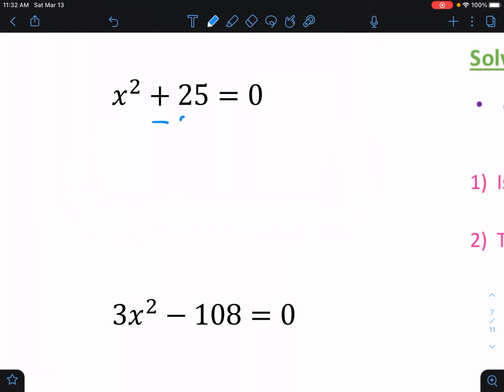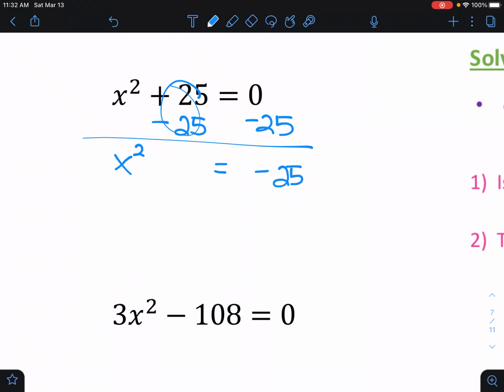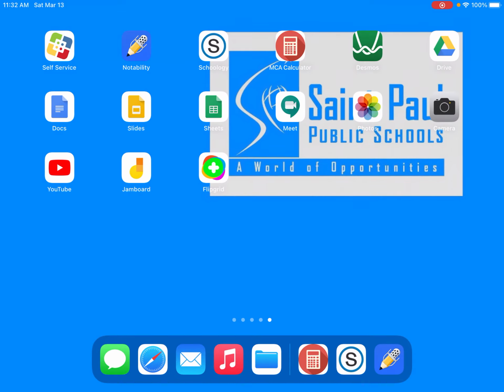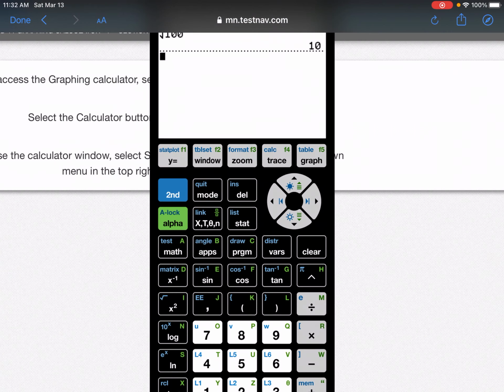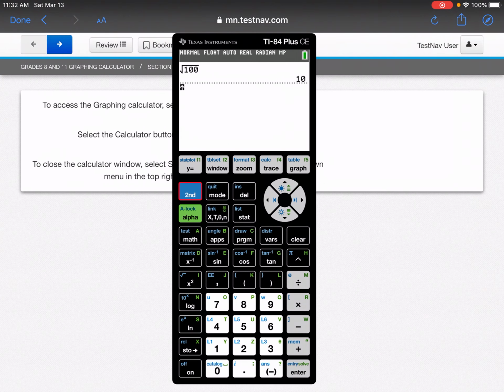So this one, I subtract 25 from both sides. Get x squared equals negative 25. Okay, well I know what the square root of 25 is, but what about negative 25? Okay, well let's type it in. Square root of negative 25.